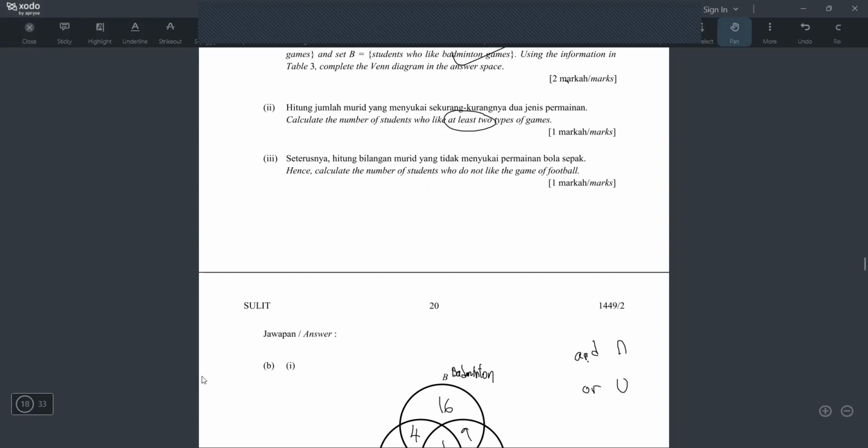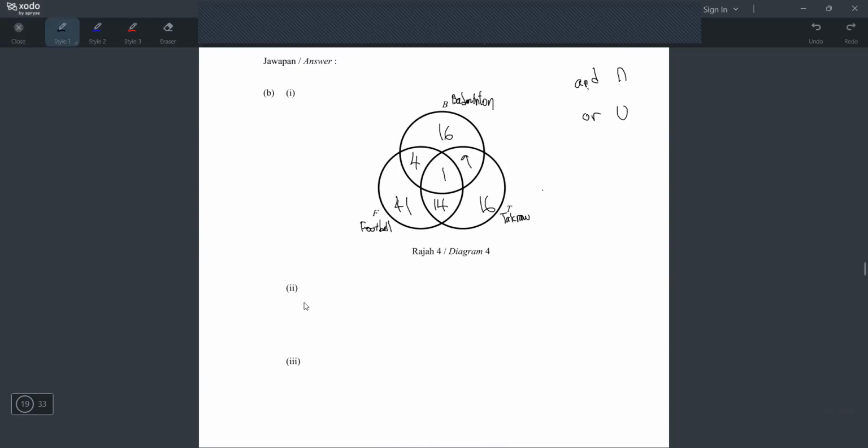Calculate the number of students who like at least 2 types of games. I will write at least 2 games. Okay, what does at least mean? It means they must play 2 games or more. That's what it means. At least 2 games, so 2 games or more. So definitely cannot take 16, 41, 16, because these are people who play 1 game only. So it means I can take 4, I can take 1, 9, 14. How do you know?